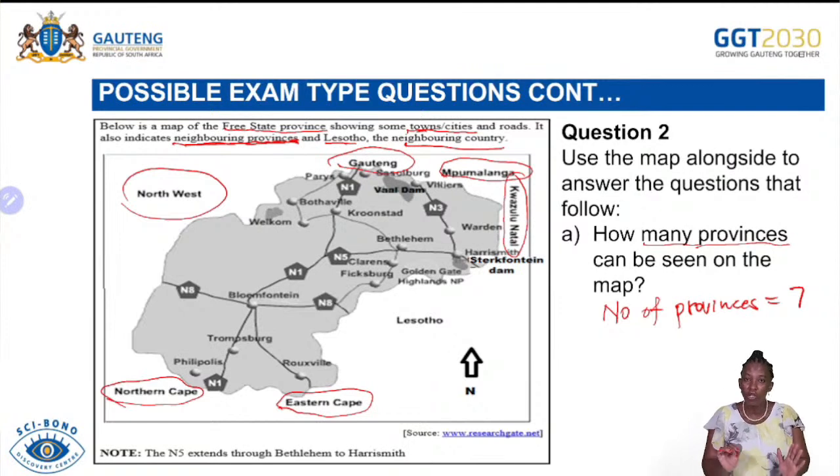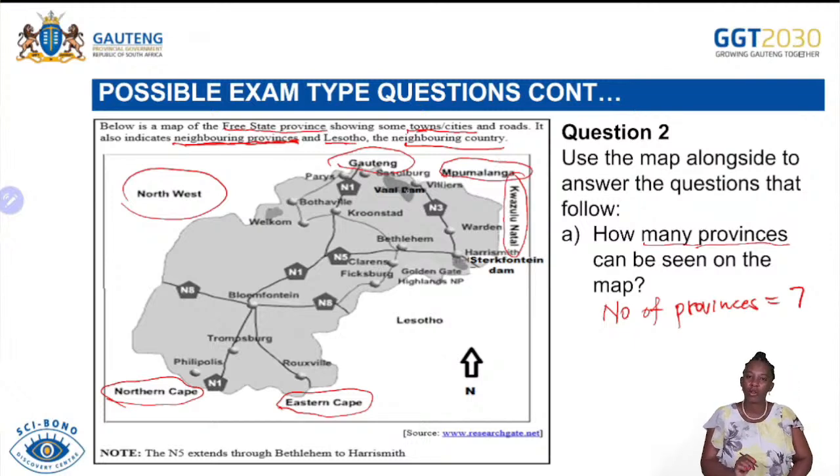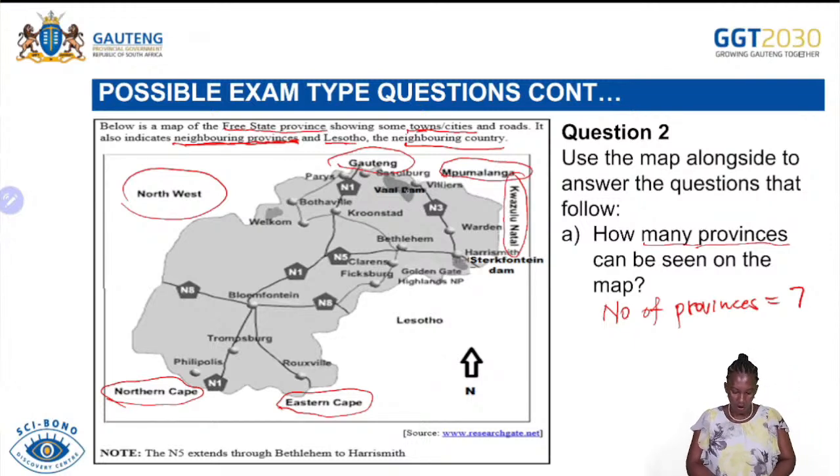You need to know the provinces, because number 1, they're telling us it's a map of a Free State province and then it's showing the neighboring provinces. So now the question wants to know how many provinces. You just count the number of provinces that you can see on the map. It will be 1, 2, 3, 4, 5, 6, including the province of Free State, which is 7. I hope you got it correct, boys and girls.